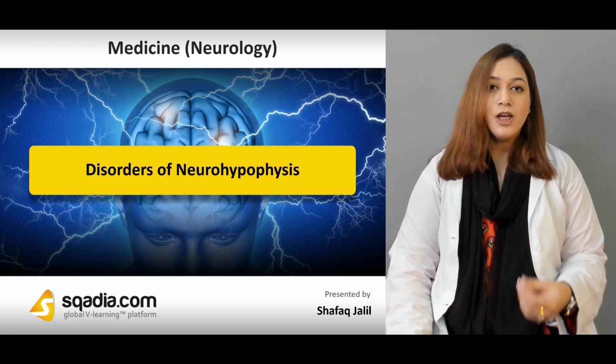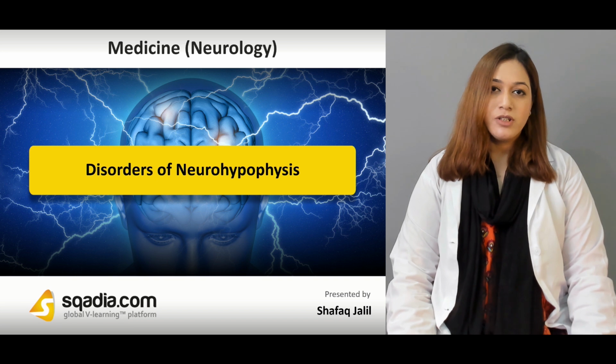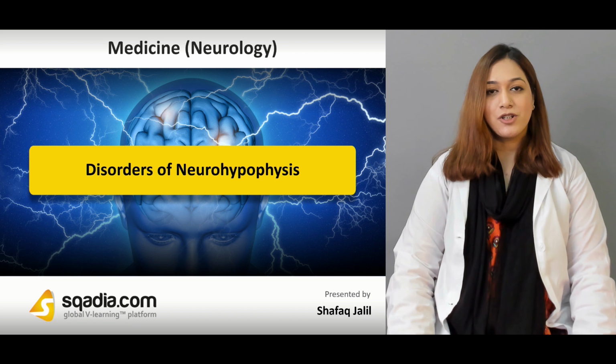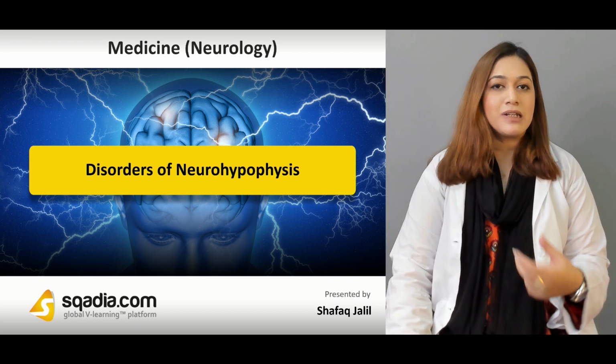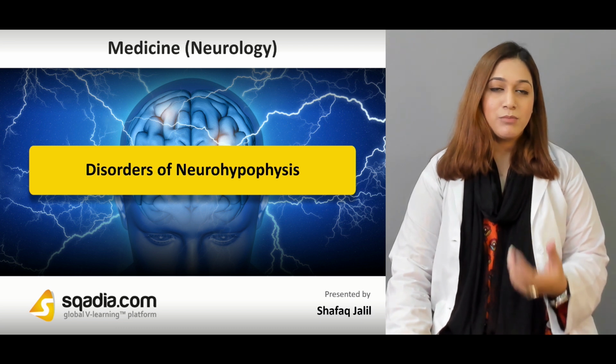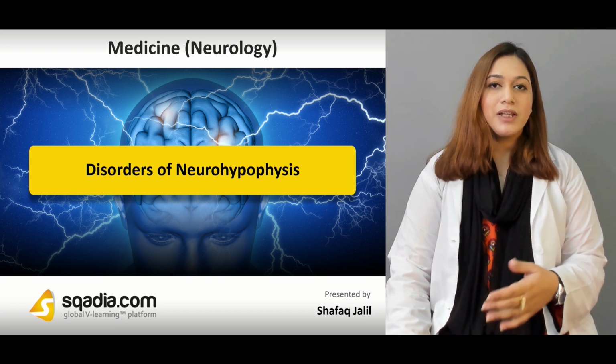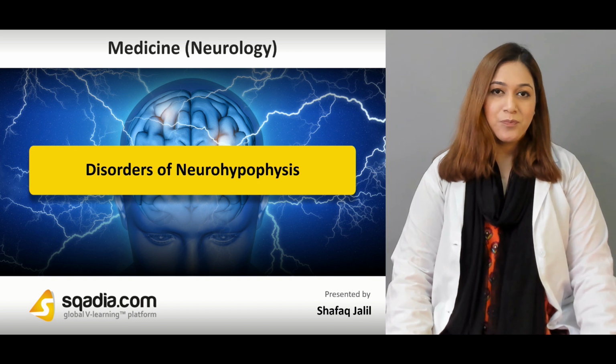It is basically made up of axonal projections from the hypothalamus, and it is located in the sella turcica of the sphenoid bone. There is a small depression in the sphenoid bone where the pituitary gland lies, and this is basically the posterior part of the pituitary gland.